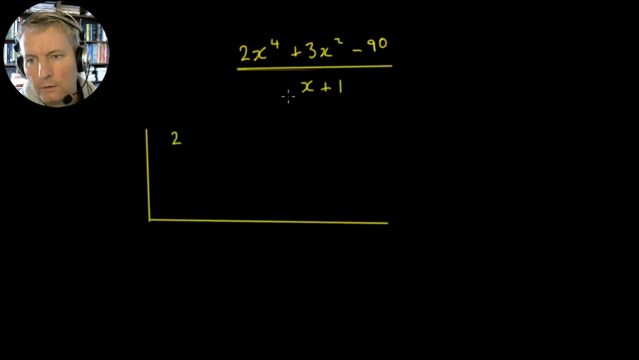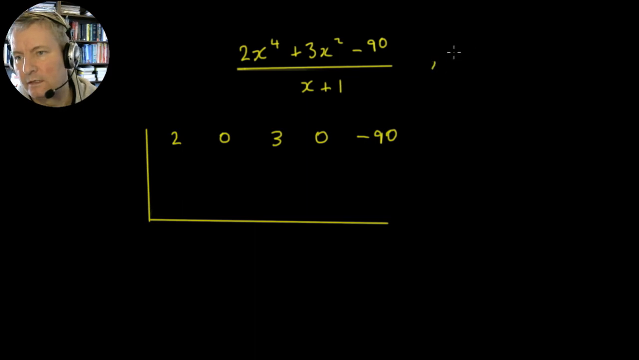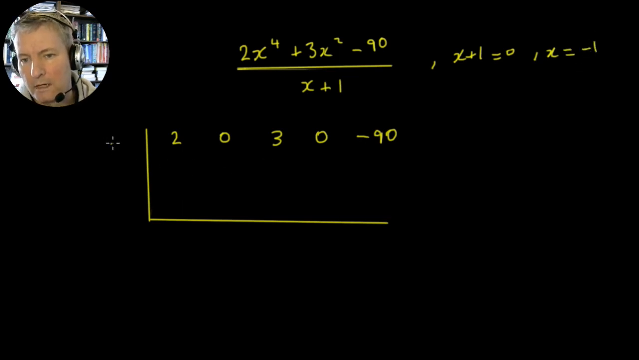That's 2 as a coefficient of the x to the 4. There's 0 coefficient for x to the 3, so don't forget that one. And there's a 3 as a coefficient of x squared. There's 0 coefficient for the value of x, and we've got a minus 90 as a constant. And we can see here that x plus 1 equals 0, therefore x must equal minus 1. So we've got minus 1 here.